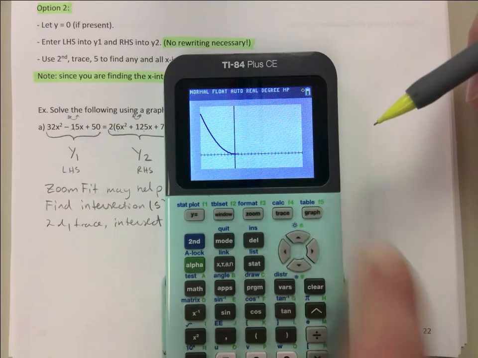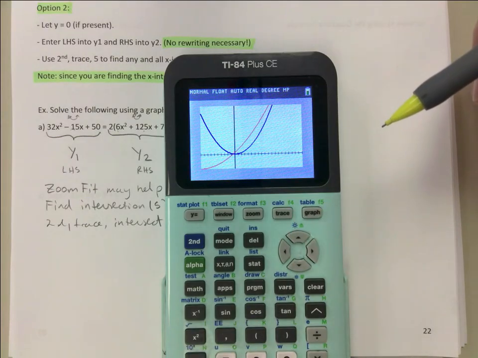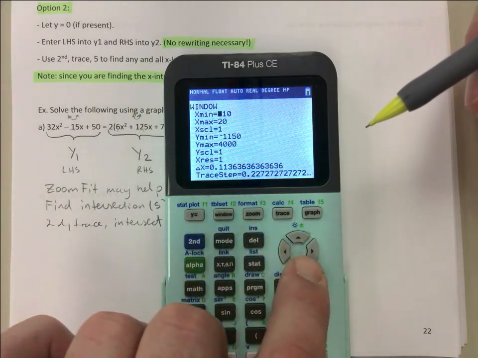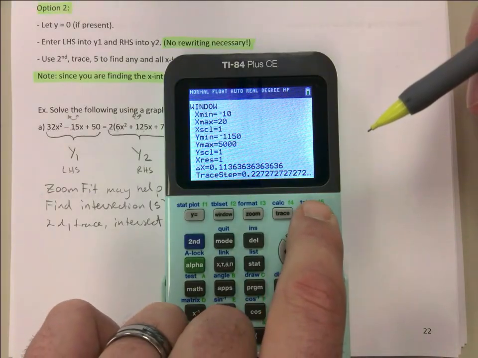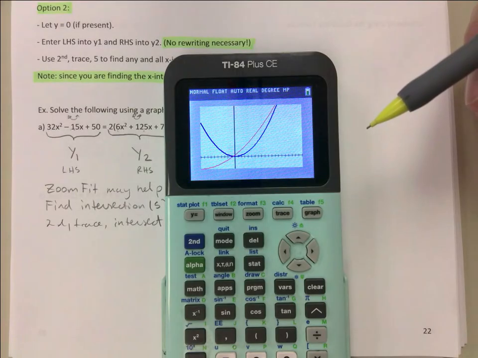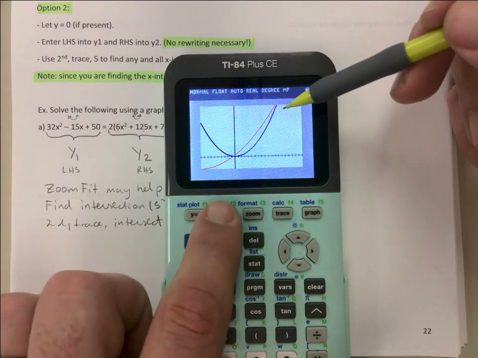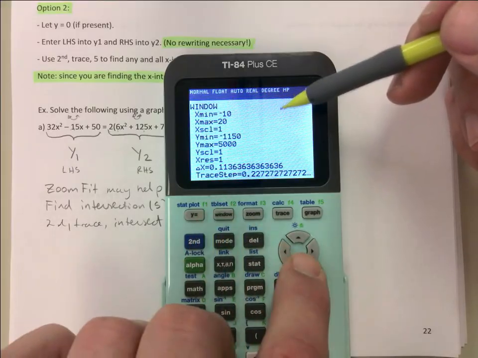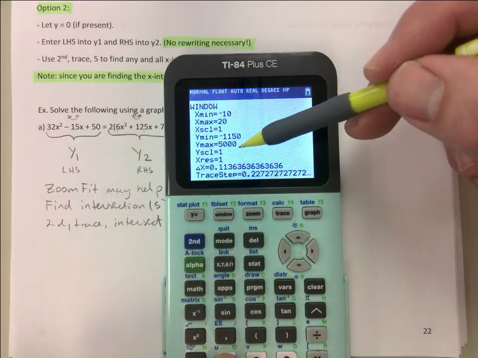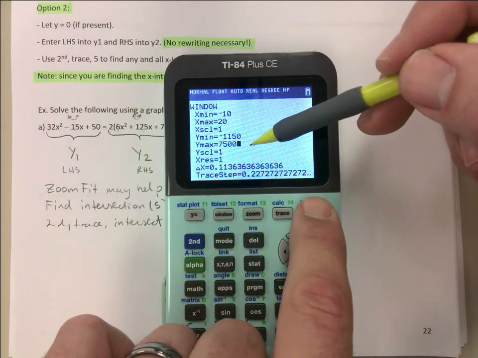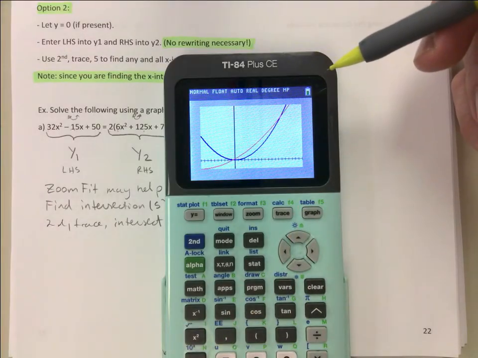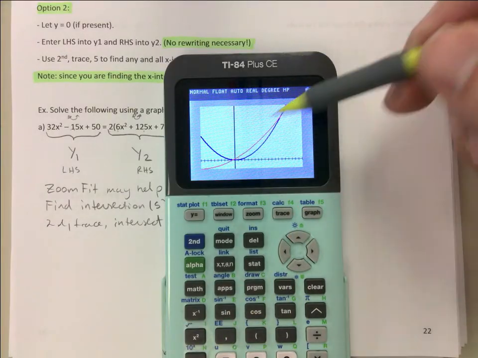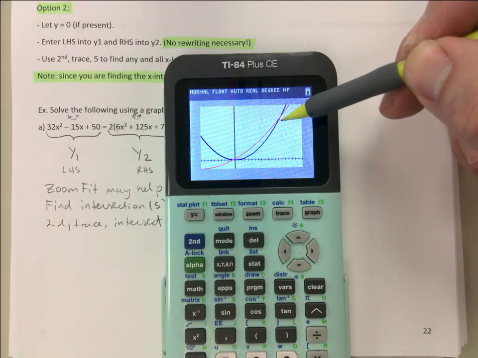Let's try that again. Still got to increase my Y max a little bit. Window. Let's go 5,000. Still can't see it. Let's go a little bit more. Y max even bigger. I'm getting tired of this, so I'm going to go 7,500 for the Y max. And there it is. Now I can see both crossings. That is what you want to see.